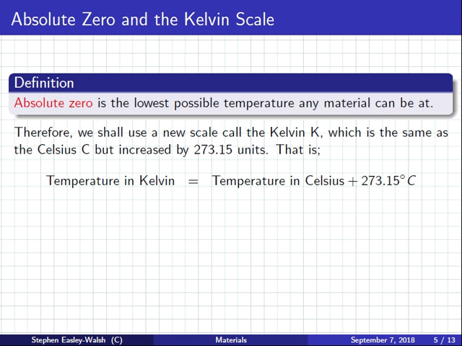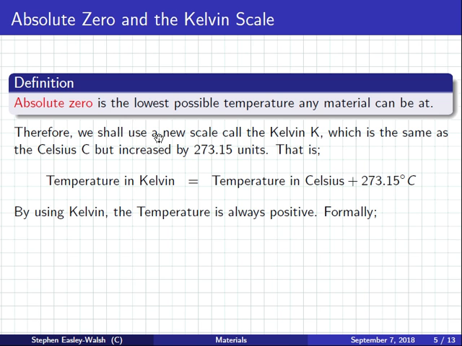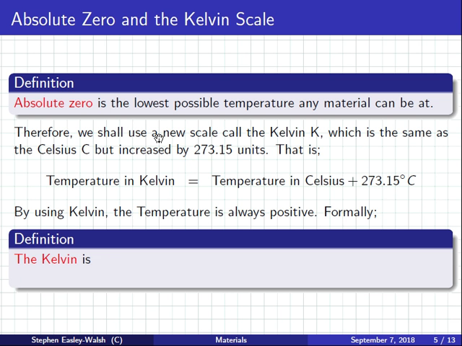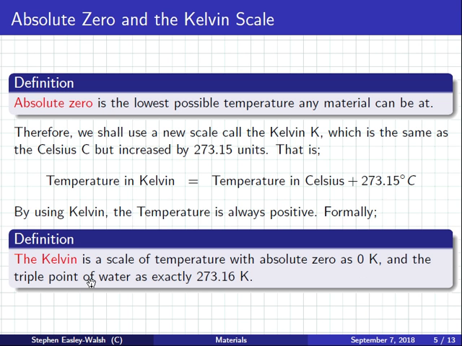Continue? Yeah. So, by using Kelvin, the temperature is always positive. Formally, this is the technical definition of Kelvin. The Kelvin is a scale of temperature with absolute zero as zero Kelvin and the triple point of water as exactly 273.16 Kelvin. So this is the definition of Kelvin you need for the exam.